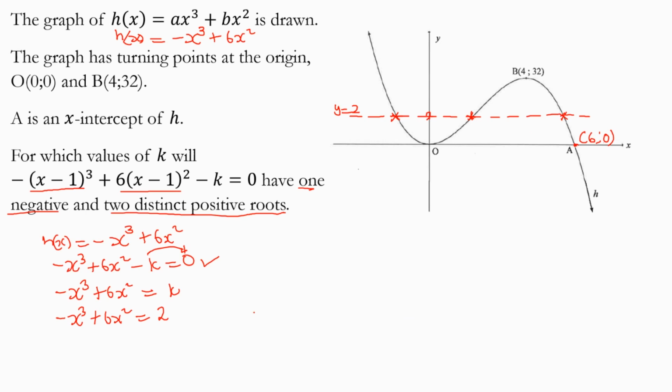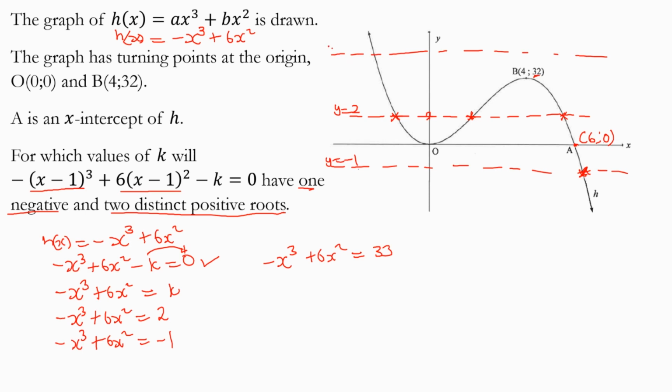What if k is negative 1? Negative x cubed plus 6x squared is equal to negative 1. How many roots do we have? Negative 1 should be here. This would be y is equal to negative 1, so you have only one root. What if negative x cubed plus 6x squared is equal to 33? 33 is above 32. So this would be y is equal to 33, and you also have one root.